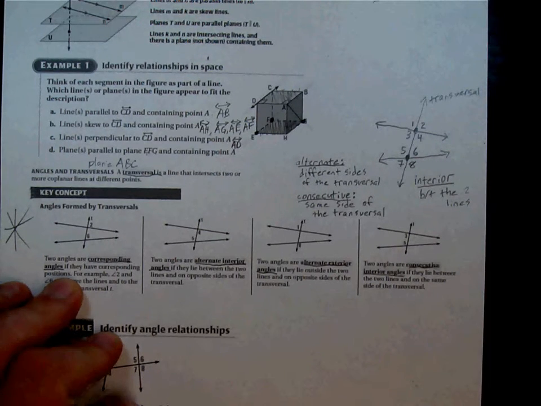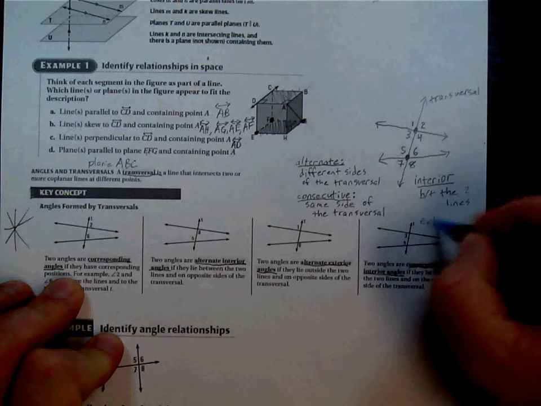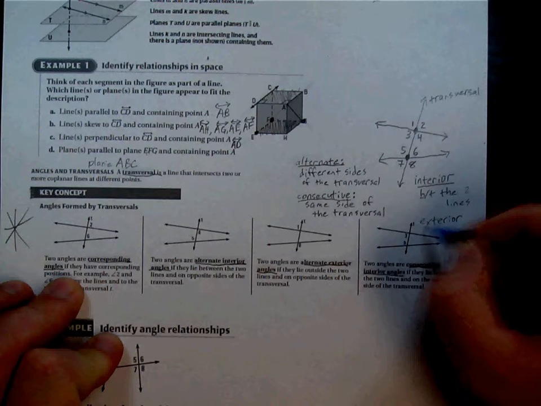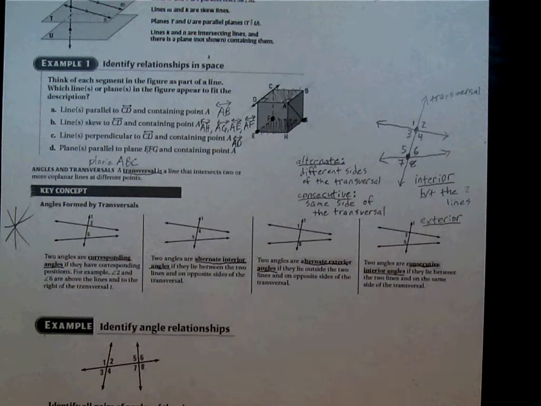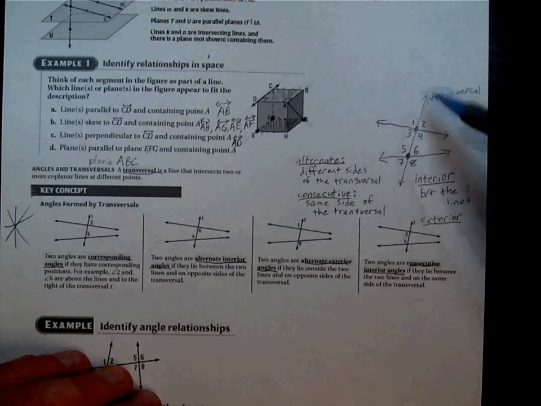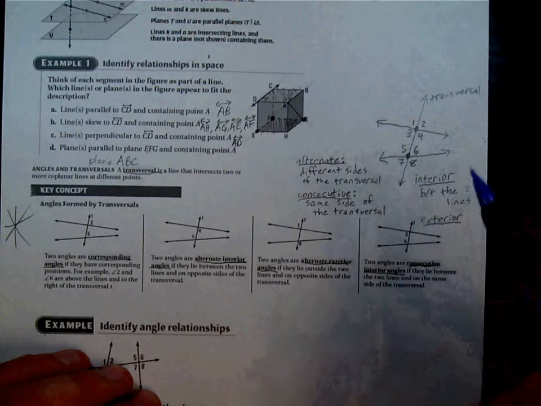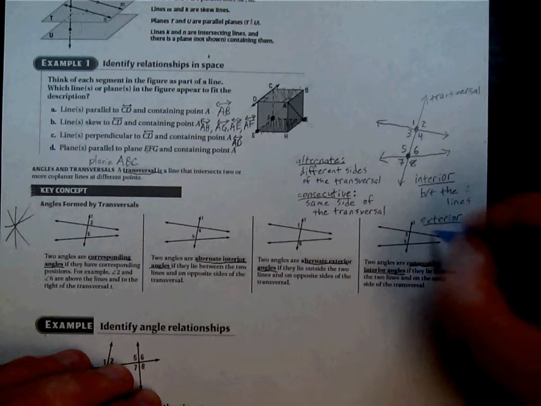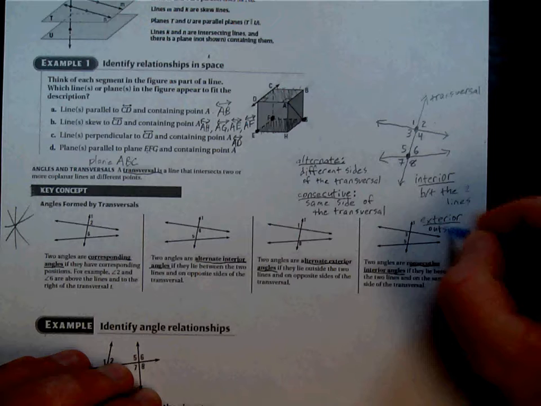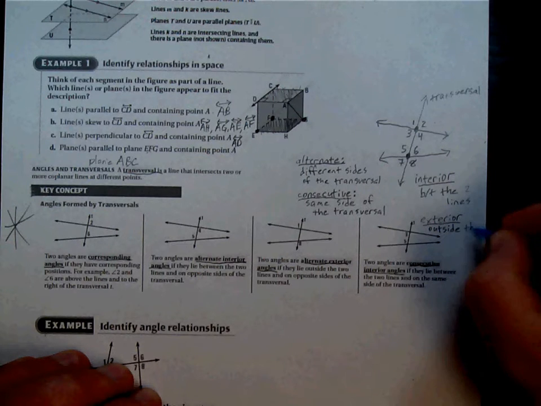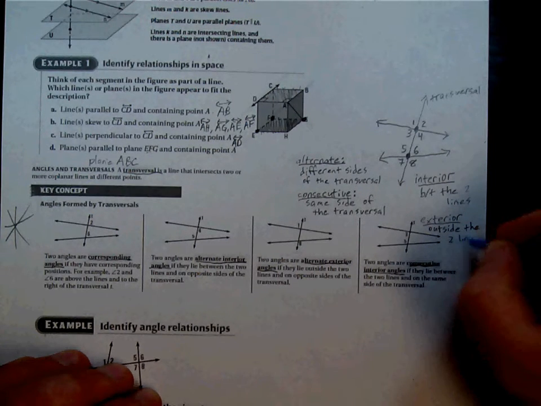And I say two lines as opposed to the transversal. And so then exterior, like someday, if you've got your own house, years down the road, and you've got to have someone come and paint the exterior of your house, they're painting the outside of your house. So when we're talking about exterior angles, we're talking about angles that are outside of the two lines. So 1 and 2 and 7 and 8, they're not between the lines, they're outside of them. So that's the exterior angle we're talking about. Outside the two lines. That's kind of what those words mean.